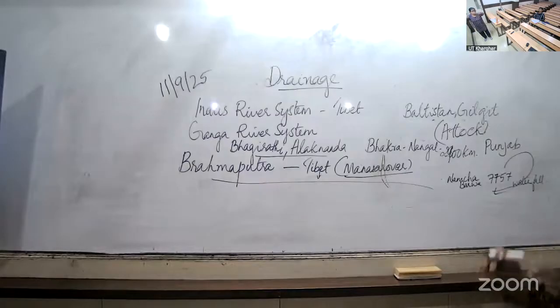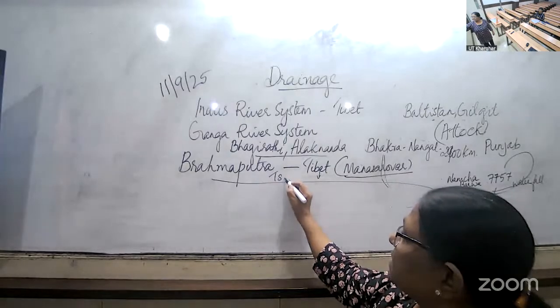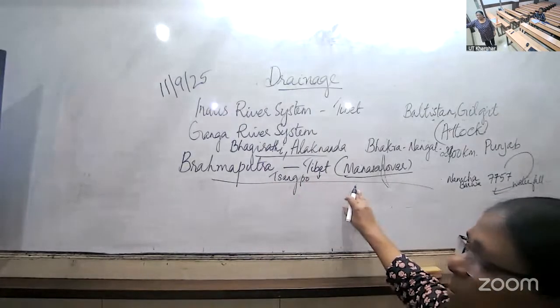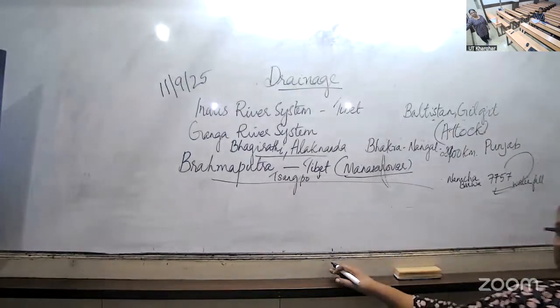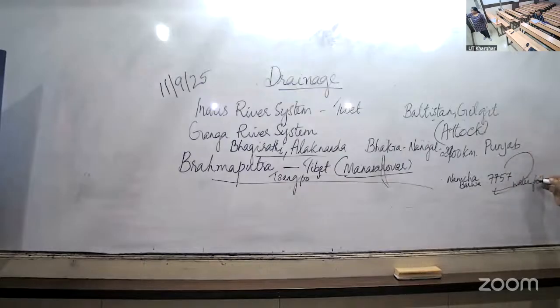Understood? It cuts down and falls through India. So this part, its name is Sangpo. The first part, that is through Tibet when it is flowing, its name is Sangpo. Then when it is entering into India, its name is Bihar. Correct?